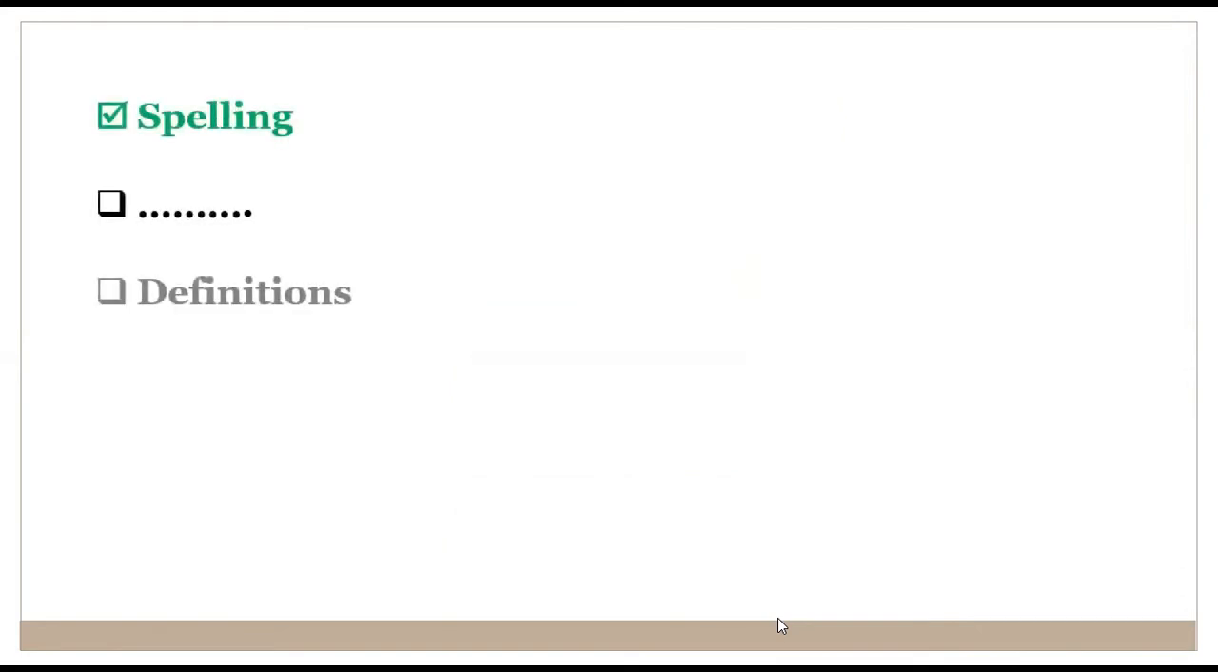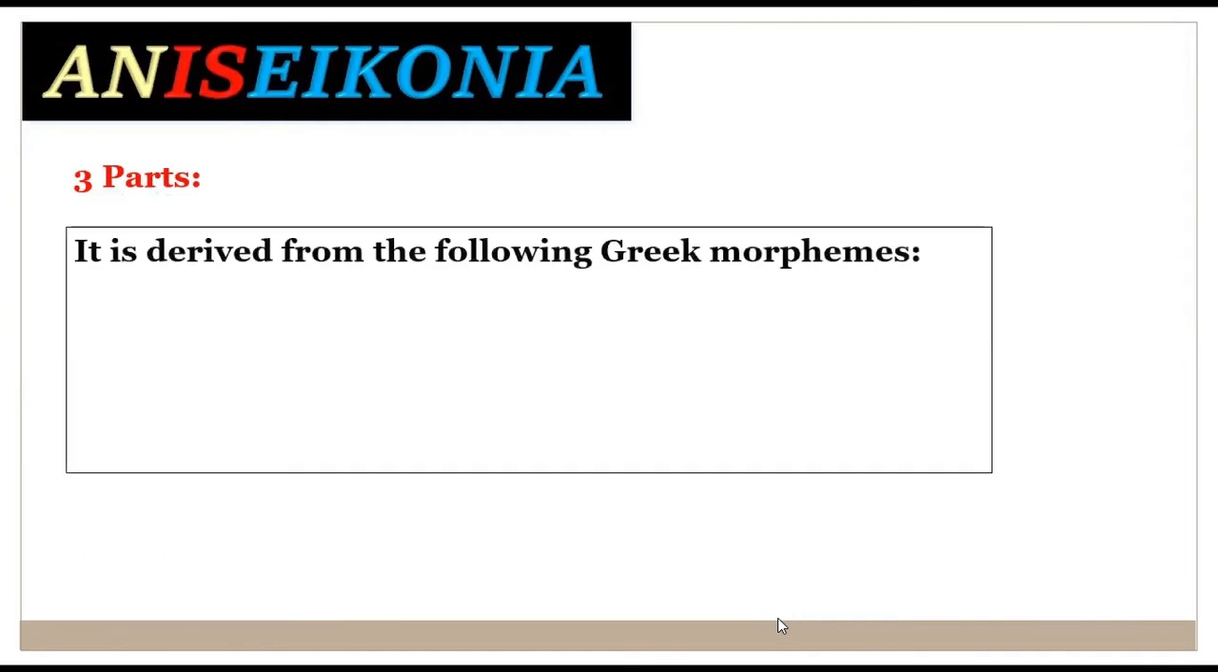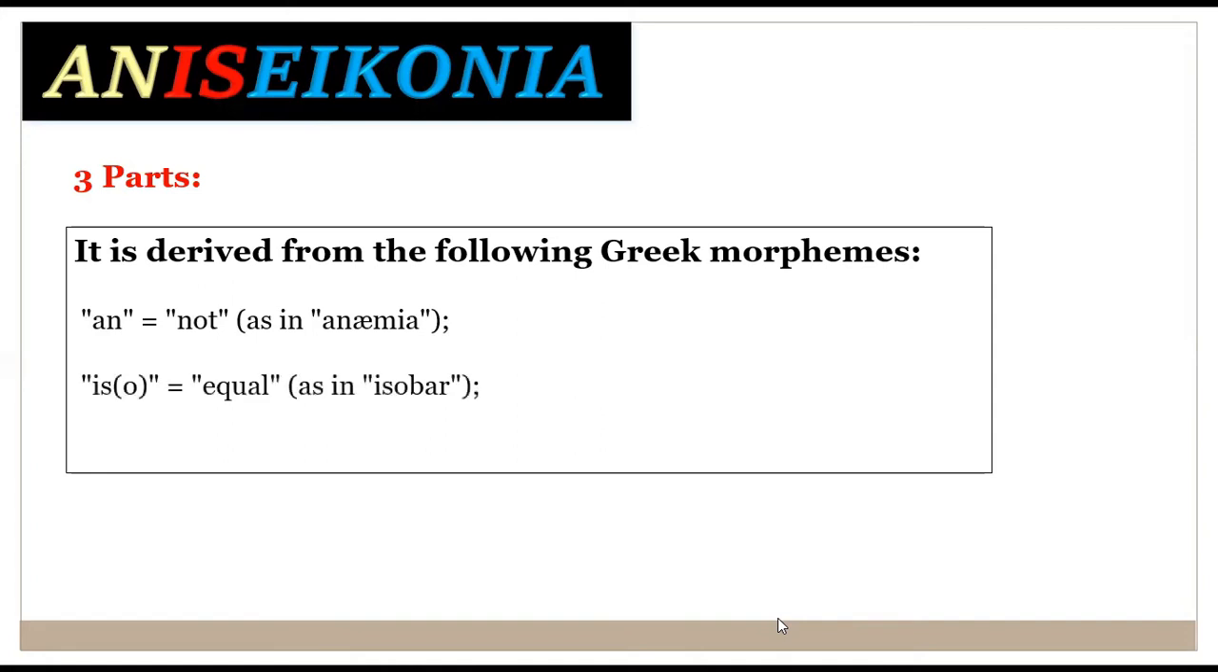And this point leads us to the next point, which is about the etymology of the word aniseikonia. It comes from Greek and it is derived from 3 morphemes. An, which means not. Then we have iso, which means equal. And kindly note that the O here is omitted from the spelling of the word. And finally, eikon, which means image. So basically, it means not equal images or unequal images.